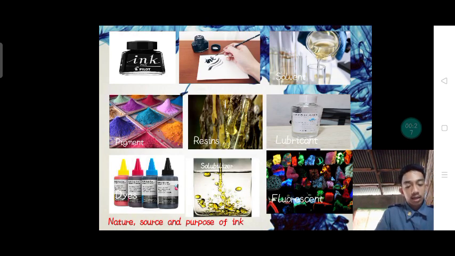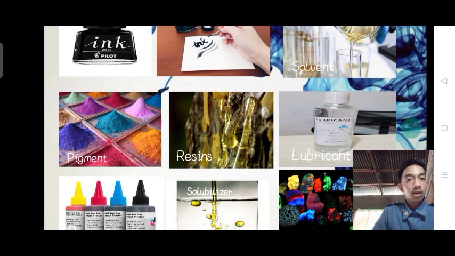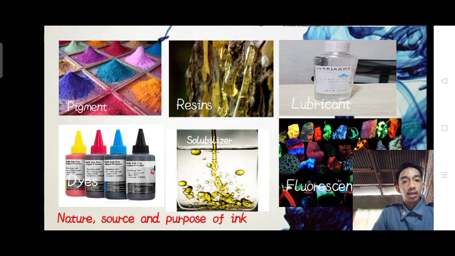Ano nga ba yung ink? Ink is a colored fluid used for writing, drawing, printing, or duplicating. Ink can be a complex medium composed of solvent, pigments, resins or yung mga dagta, lubricants, and dyes, and then yung solubilizer, and then fluorescent.